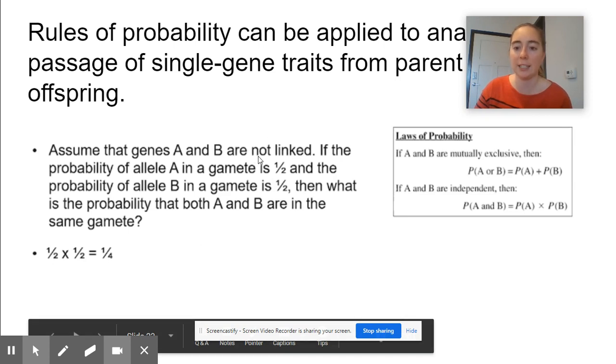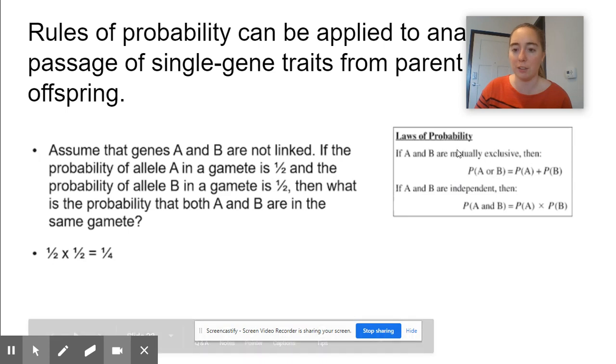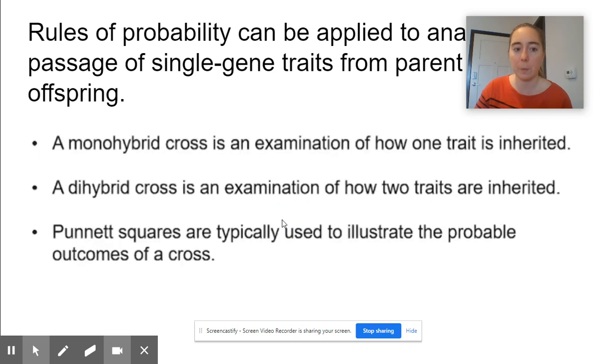The big thing is to look if they're linked. If they are linked, we are going to say that they are mutually exclusive. They're in a relationship together. If they are not linked, we're going to say they're independent of one another.